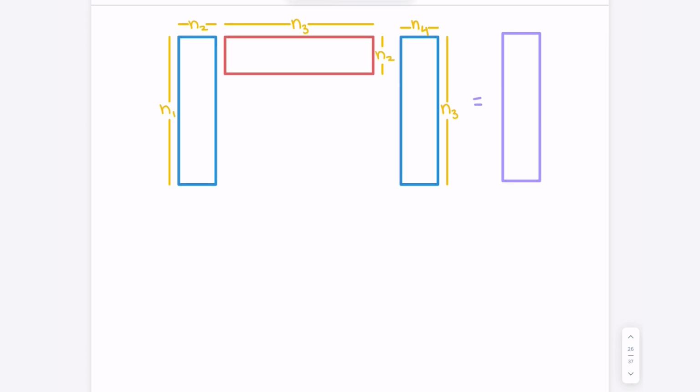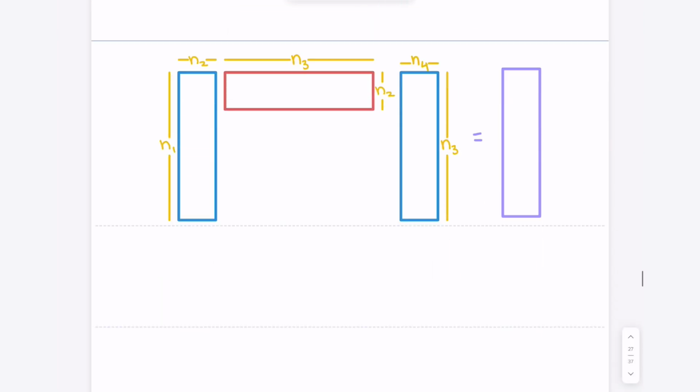Okay, now when you have something like this, you have three matrices being multiplied together, and you can only multiply two at a time, so you actually have some choices. The output size is completely fixed. It'll be N1 times N4. But you could choose to multiply the first two together first or the second two together first. Which one would you rather do?